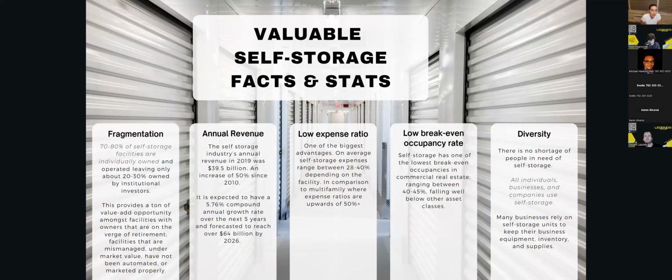So some valuable facts and stats. It's funny because you're switching and then I'm not switching. So I'm like, wait, I'm looking at two different slides.